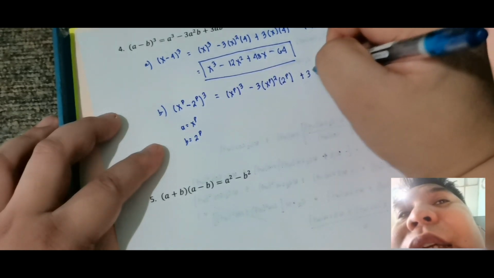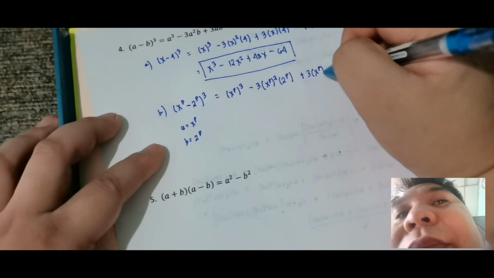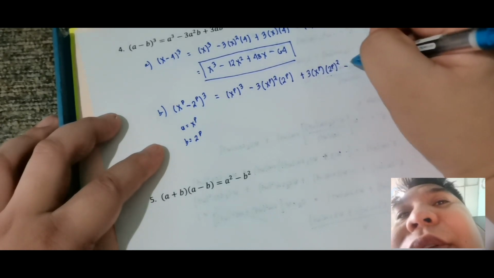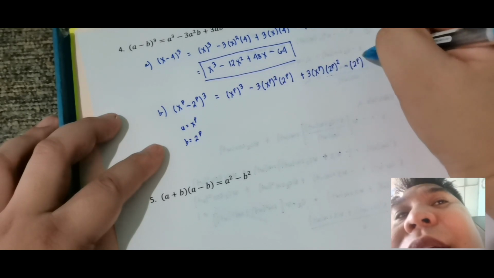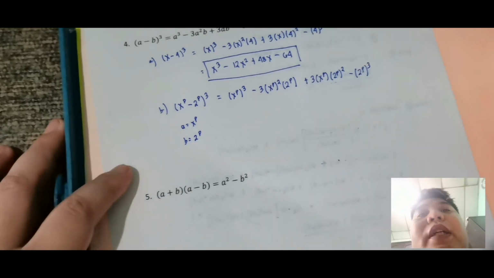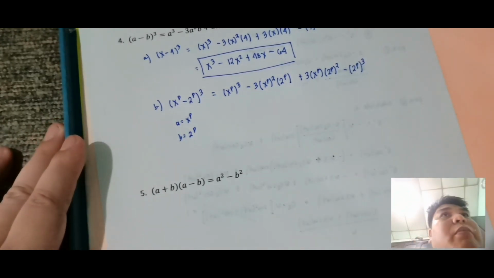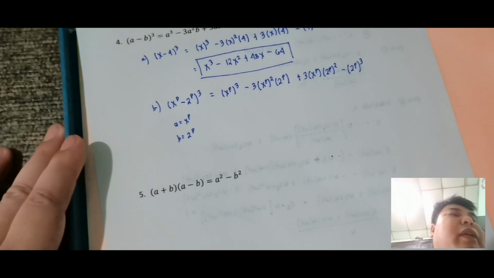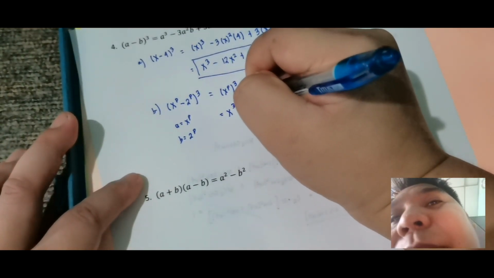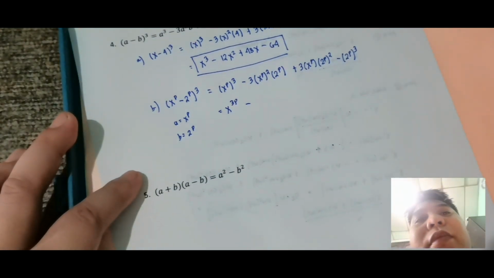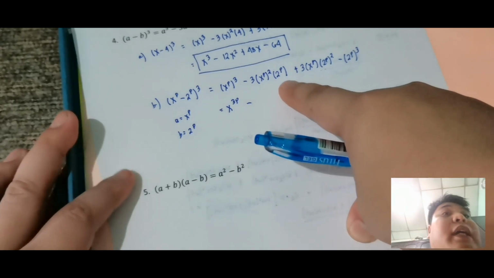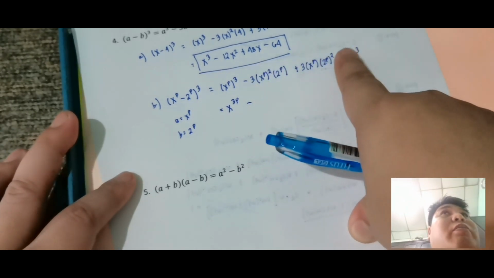Okay, plus 3 times x raised sa p, then 2 raised sa p raised sa 2, then minus 2 raised sa p raised sa 3. Okay, so next is raise natin. So sabi ko nga, pag hindi kaya mag-multiply, kunwari 3 times p, 3p lang. Ganun lang kasimple. So, this is equal sa x raised sa 3p minus, so, sir, magko-combine ba si 3 sa si 2p? No. Tandaan na, si 3 times 2 raised sa 2p, magkaiba yan.